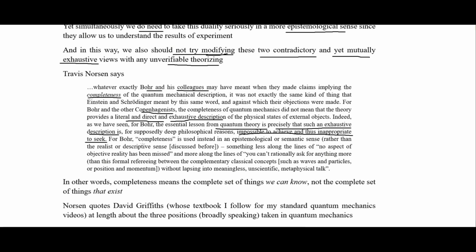All right, so for Bohr, completeness is used instead in an epistemological or semantic sense rather than the realist or descriptive sense discussed before. So something less along the lines of no aspect of objective reality has been missed, and more along the lines of you can't rationally ask for anything more. So anything more than this formal refereeing between the complementary classical concepts such as waves and particles or position and momentum, without lapsing into meaningless unscientific metaphysical talk.